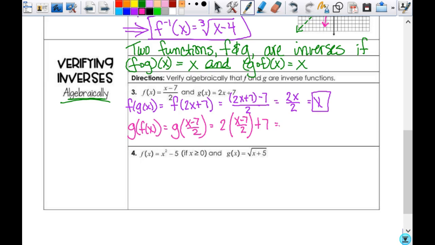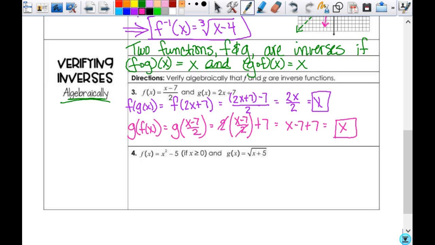So what happens in my first term there? The 2's cancel out, right? Everybody understands why? Don't be doing weird stuff. All right, so that just leaves me with x minus 7 plus 7, which gives you x. If you work through this and you don't get x, there's a problem somewhere. You worked something out wrong, or maybe you didn't find the inverse right, or something.